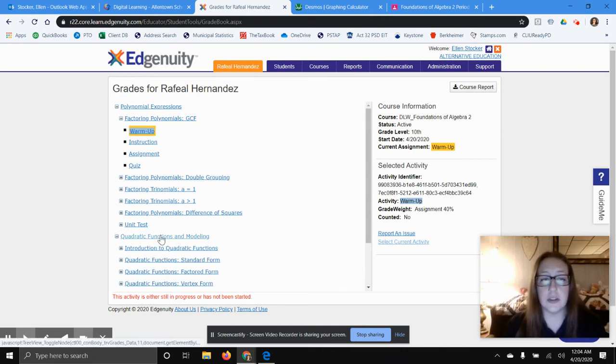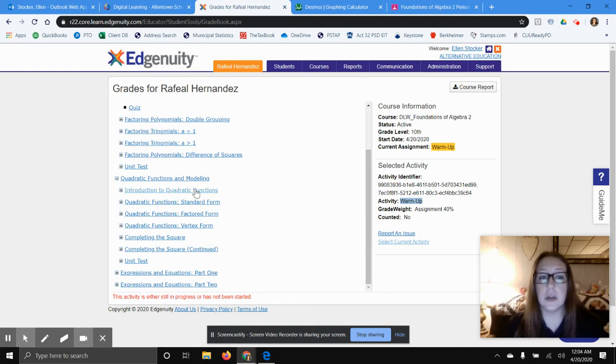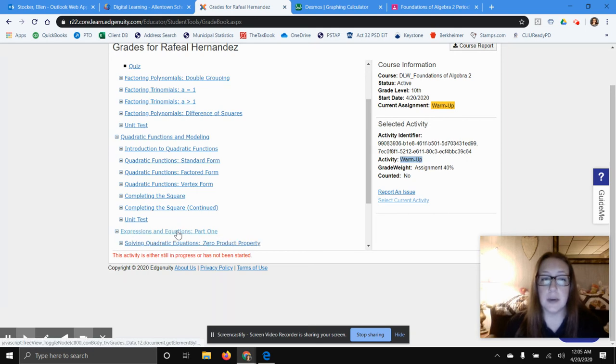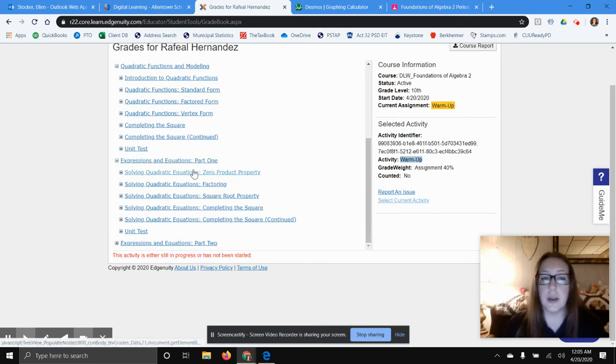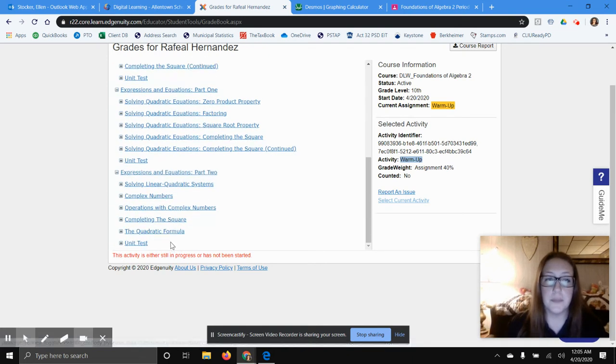After that, we get into quadratic functions and modeling. So we're going to introduce them. We're going to talk about standard form, factored form, vertex form, completing the square, and then we have a unit test. Then we're going to review expressions and equations, part 1. So solving quadratic equations with the zero product property, then solving them by factoring, solving them with the square root property, completing the square, and then another unit test. Then we're going to talk about expressions and equations, part 2, solving linear and quadratic systems, complex numbers, operations with complex numbers, completing the square, the quadratic formula, and the unit test.